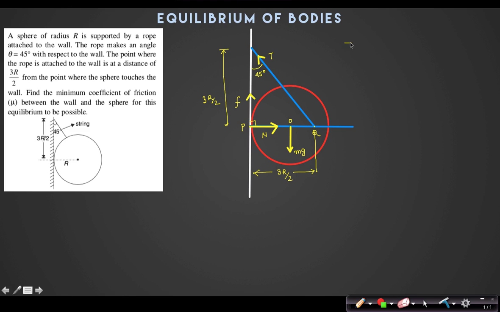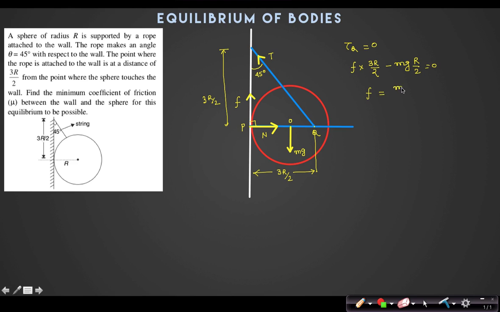So let us take torque about Q. Look, torque about that point Q will have no contribution from normal and tension. Only friction and mg will give torque, yes or no? So the torque of friction about Q is 3r by 2 times f. And the torque of mg is mg times r by 2. So you can easily find the friction force.